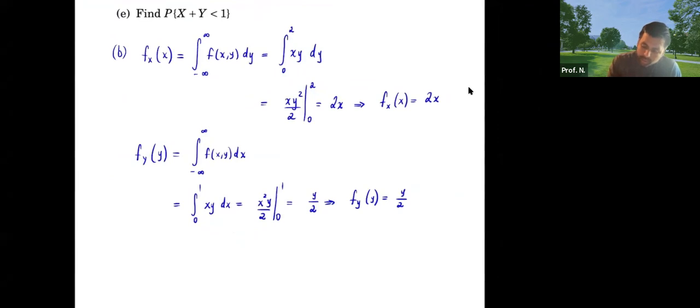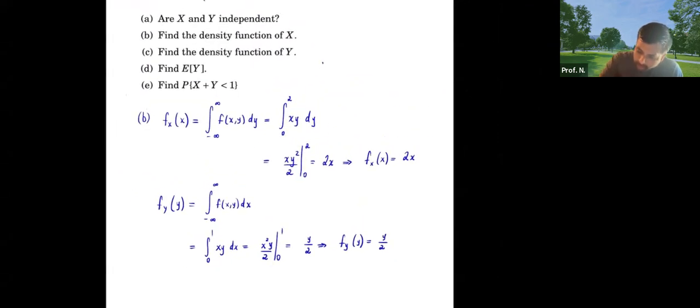And so then the question for part A asks, are x and y independent? In other words, is f of x comma y equal to f of x multiplied by f of y? And obviously it is, right? Because this is xy, and f of x is just 2x. And then f of y is y over 2. When you multiply it, you get xy. So yes, they are independent.